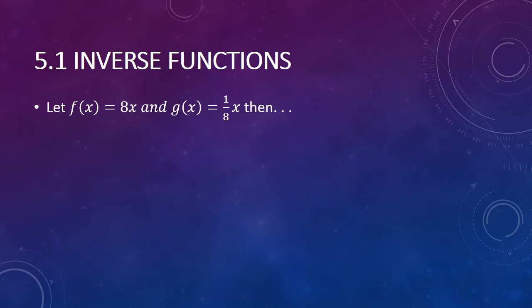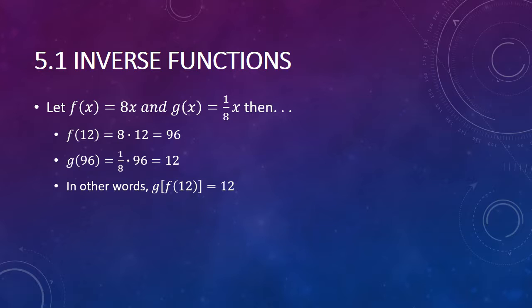All right, so let's say f of x equals 8x and g of x equals 1/8 x. Then f of 12, so 8 times 12 is 96. And then g of 96 is 1/8 times 96, which is 12. Notice what we did there. We put in 12 for x in f. We got an answer of 96. And we took 96 and put it in for x in function g and got 12 back. In other words, g of f of 12 is 12.